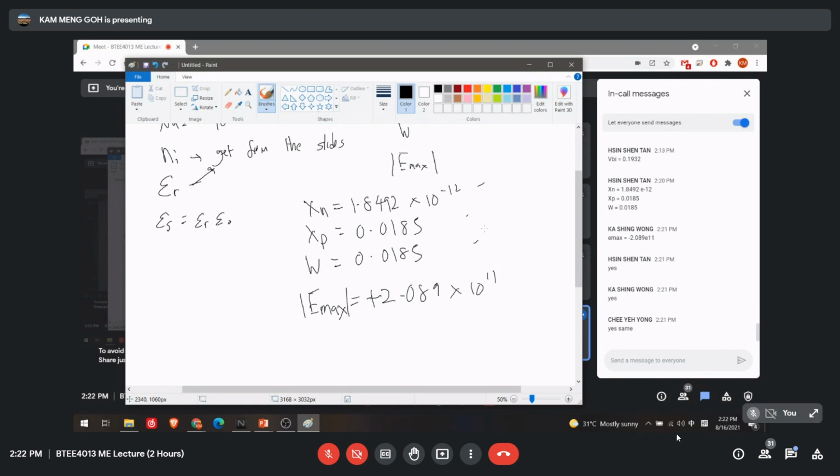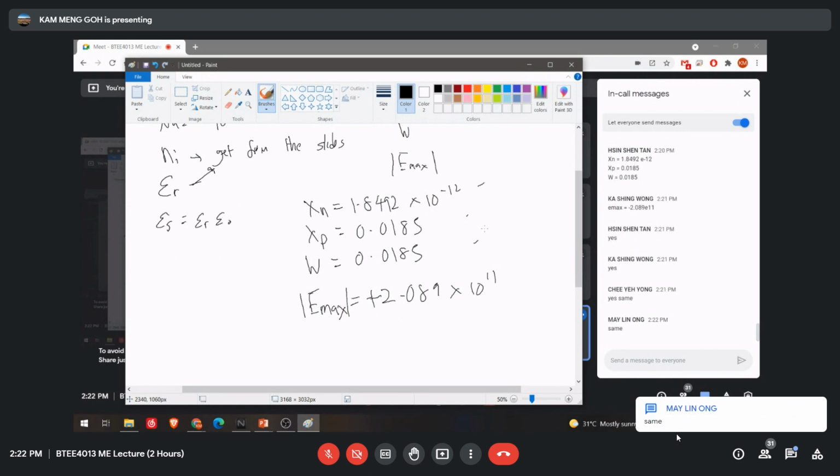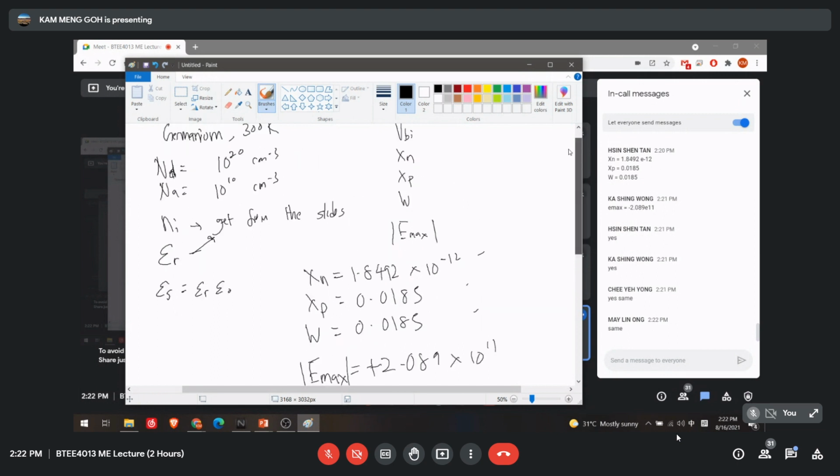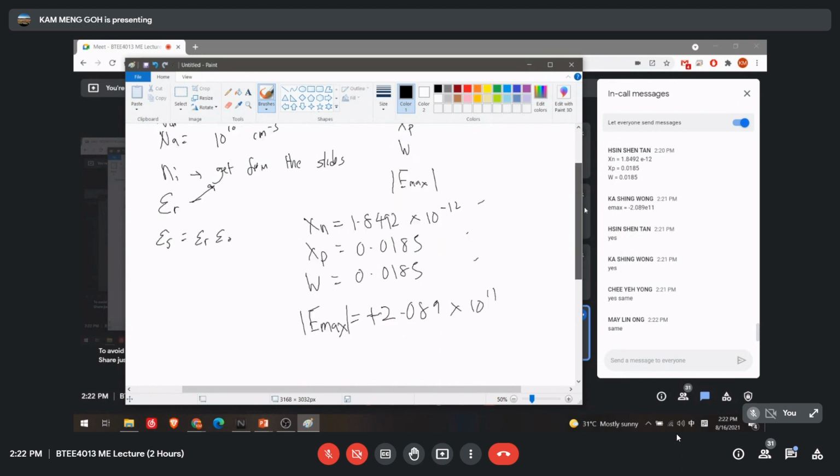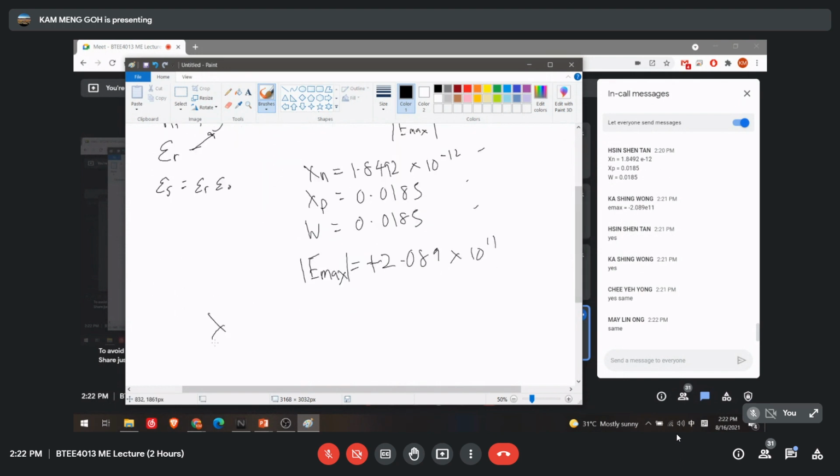Okay. Same. So, what can you notice from here? You can see that your SP actually is much bigger than the SN. Why is that happening? Because your ND is more than the NA. Okay? So in this case, we are seeing SN is more than the SP or SP is more than the SN.